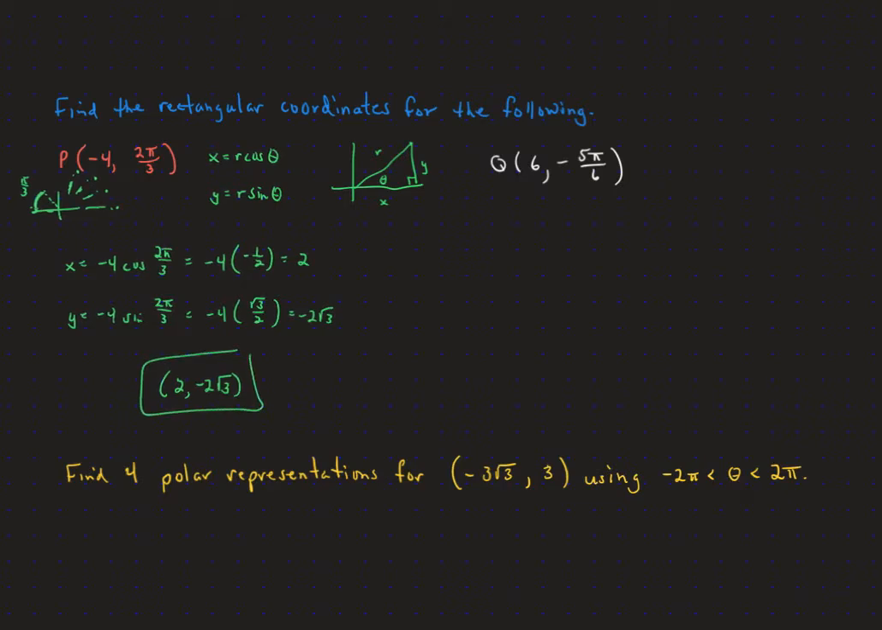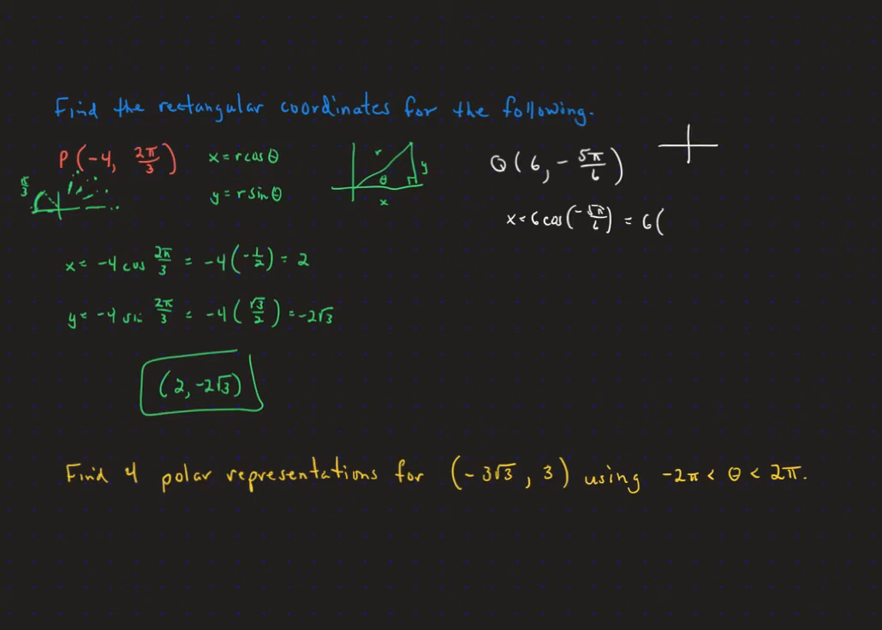Okay, so let's do our next one. So let's do, what color? I guess we can go ahead and do white. So x is again going to be 6 times the cosine of negative 5 pi over 6. So that's going to be 6 times.